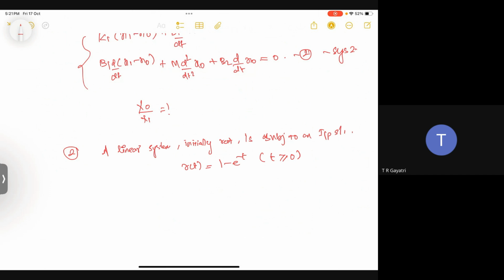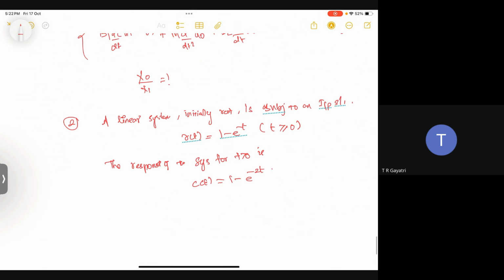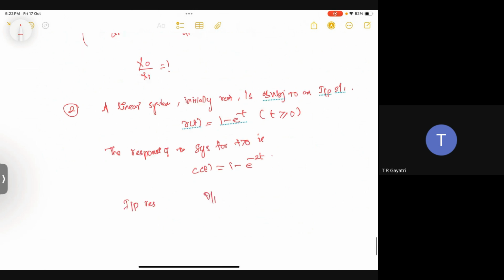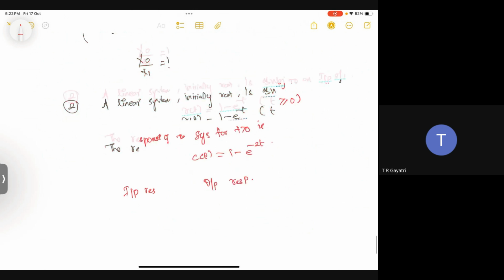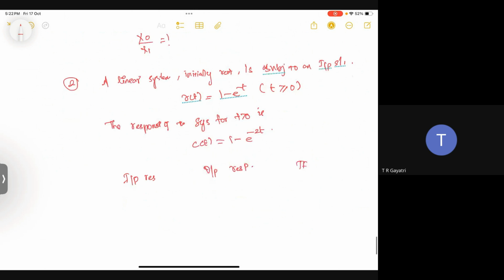The response of the system for t greater than or equal to 0 is given by, oh, this is like we solved during the Monday problem, I guess. Okay, they have given an input and output response in time domain. You are asked to find the transfer function. We know the relation, right? Transfer function is equal to Laplace of output by Laplace of input at 0 initial conditions.